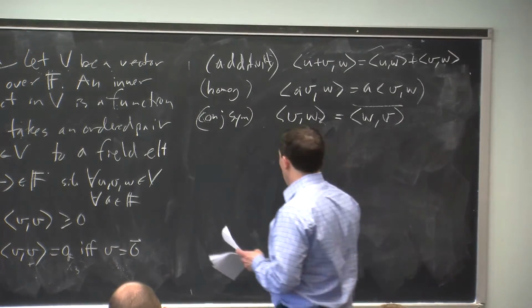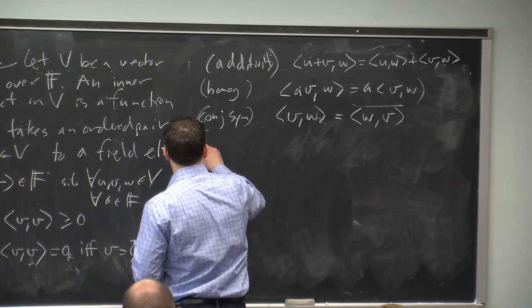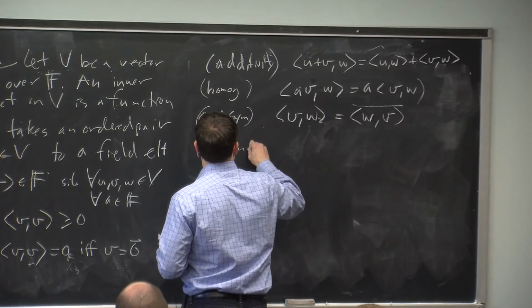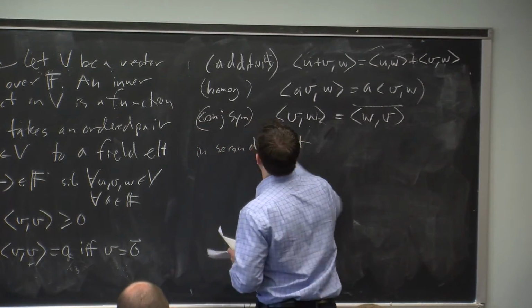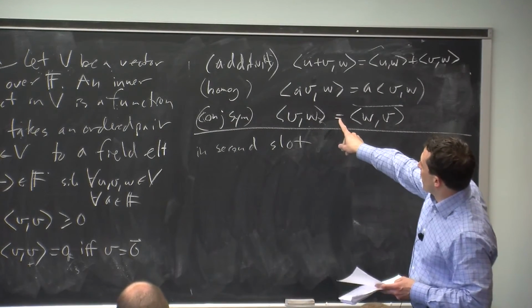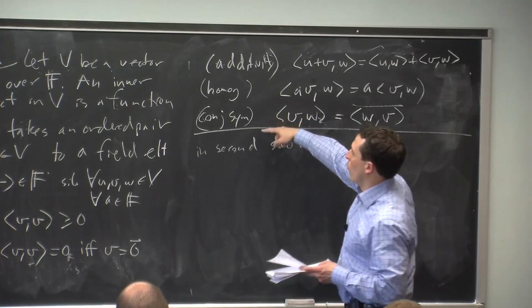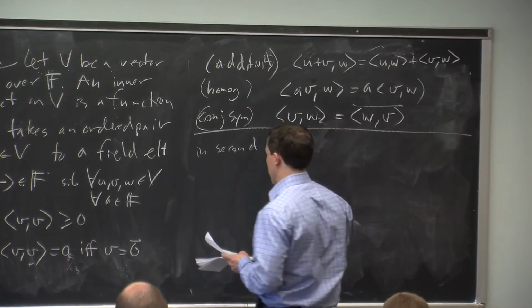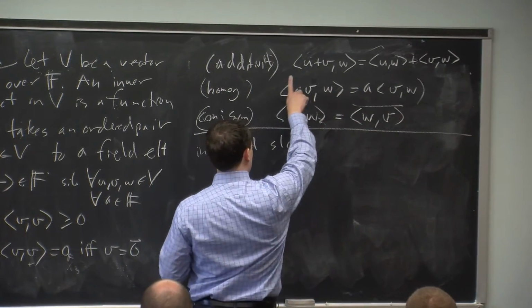So this means that in the second slot, that's the end of the definition. In the second slot, we can see how much of these properties are preserved. So these things are symmetric, but these are not.